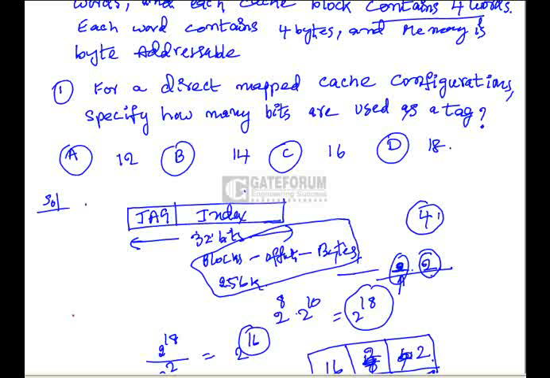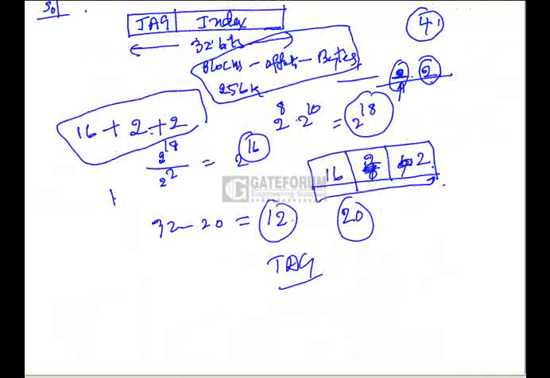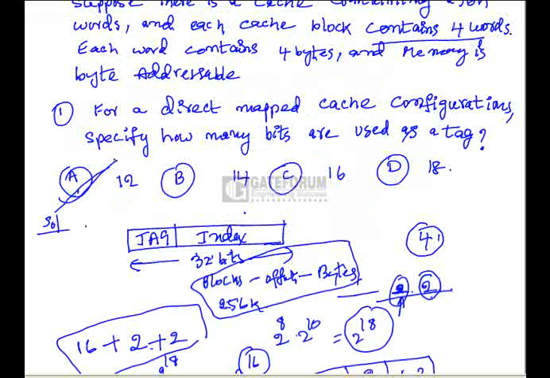So the index can be divided. The total number of blocks will be 2 power 16, 64k. So 16 bits, plus in each block we have 4 words, which is represented with 2 bits. In each word we have 4 bytes, and 4 bytes can be represented with 2 bits, because 4 can be written as 2 power 2. Total 20 bits are used. So out of 32, the remaining 12 can be used for the tag field. So option A is the correct option here.